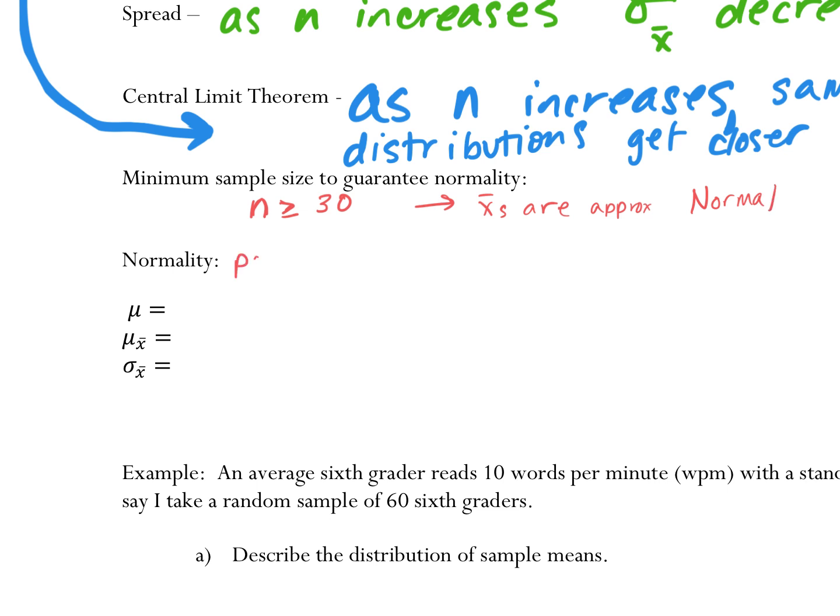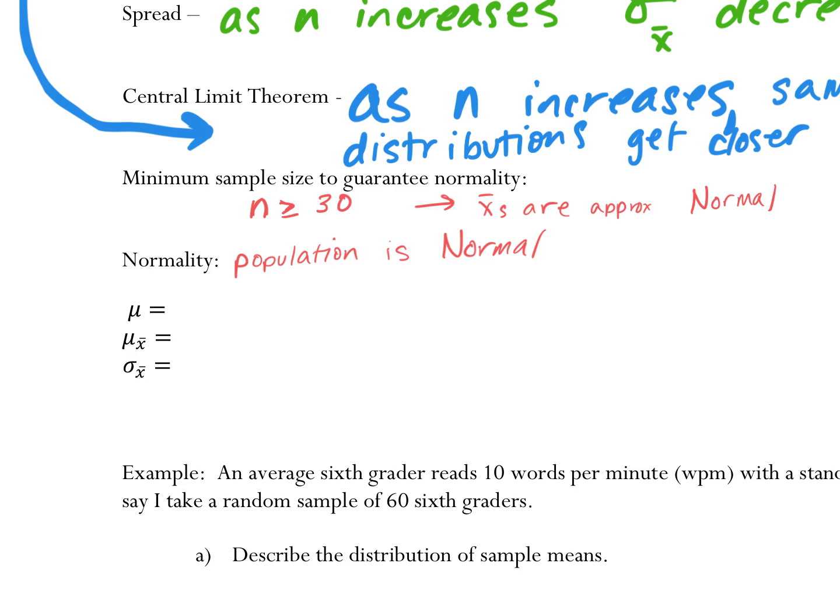Or if I know the population from which I'm taking my sample is normal, then the X bars will also be normal. For instance, if I'm taking a sample of students and measuring their heights, and I want to know the probability that the average height of 10 students is greater than 6 foot, well, heights are normally distributed. I don't need a sample size of 30 then because the heights are already normal. If I have a skewed distribution, I need a larger sample size for that normality to show up.